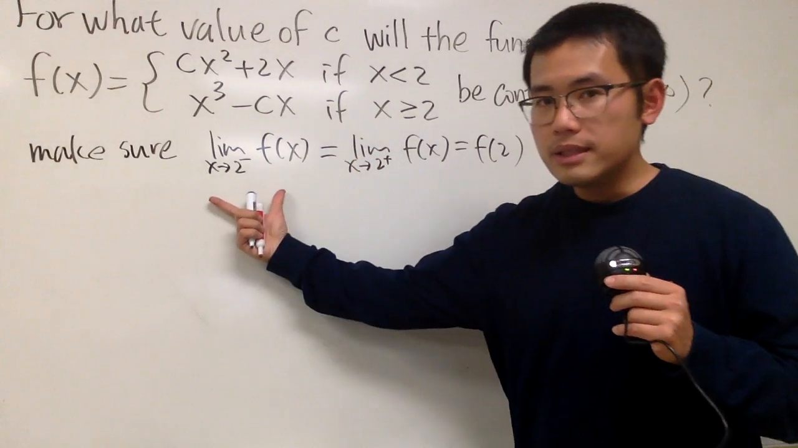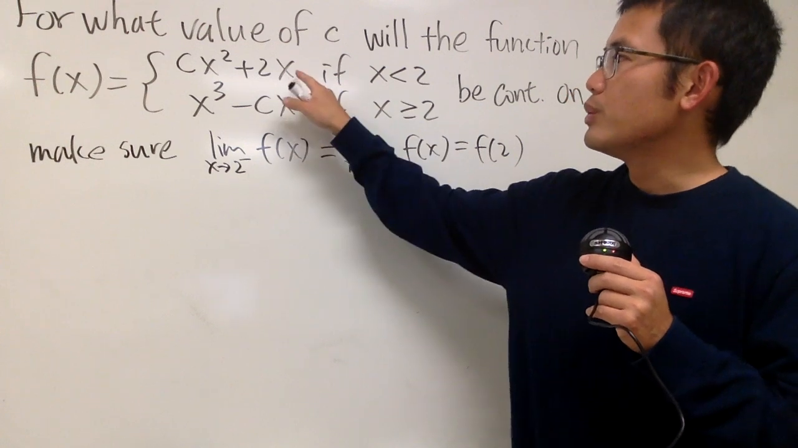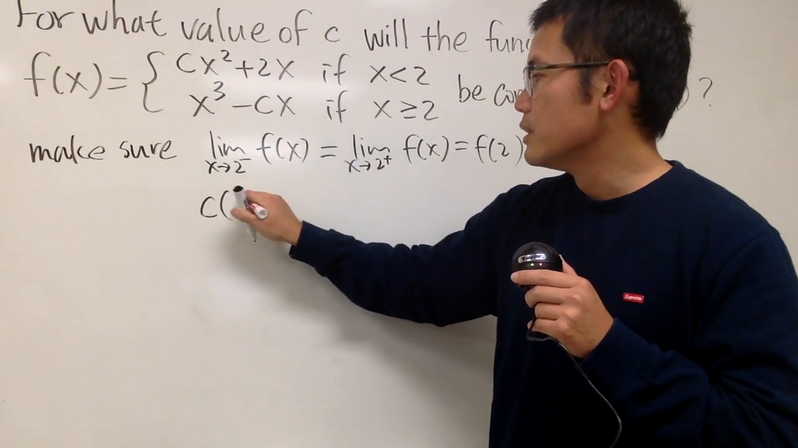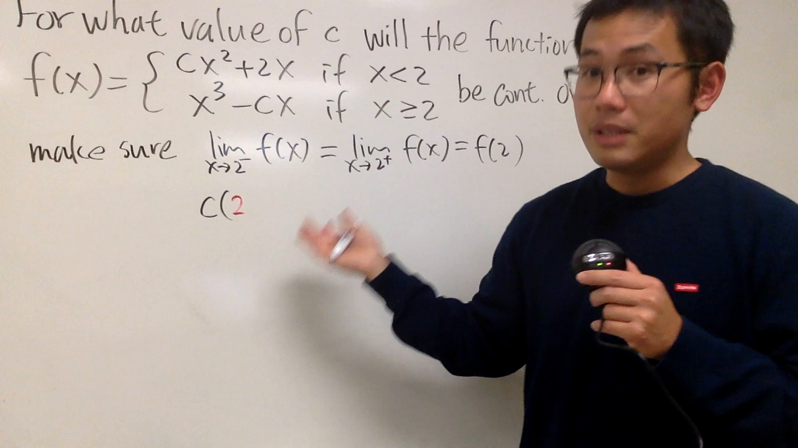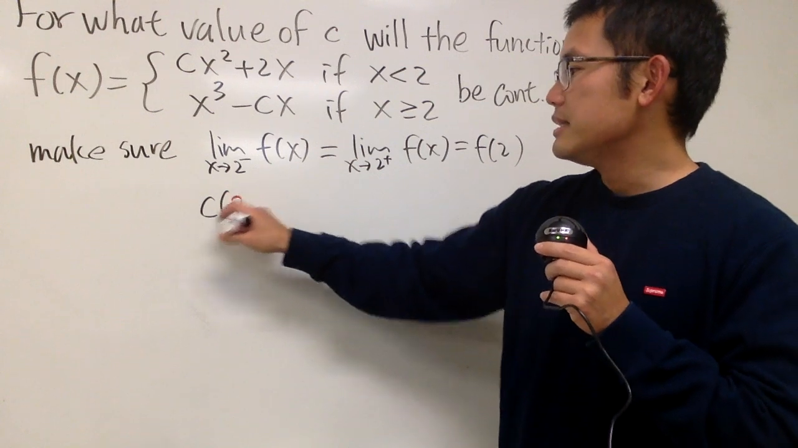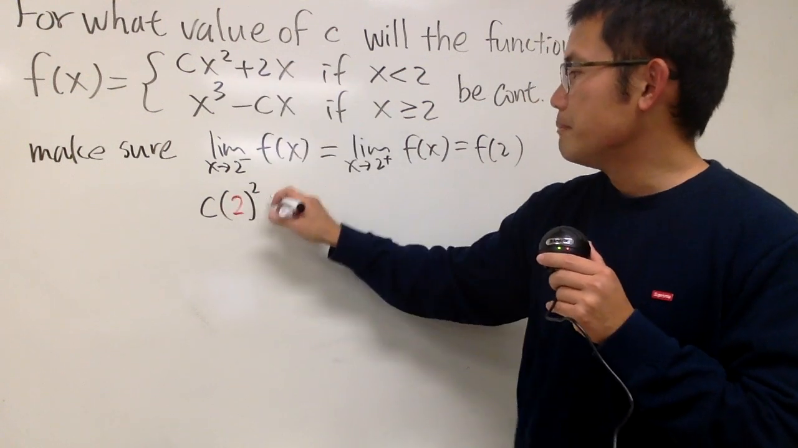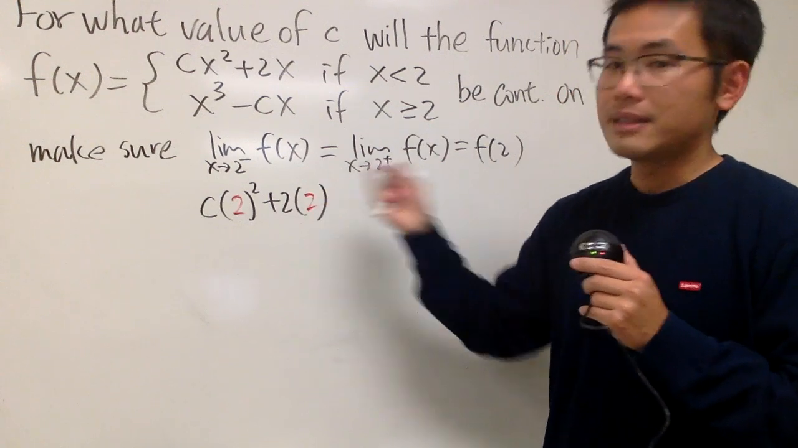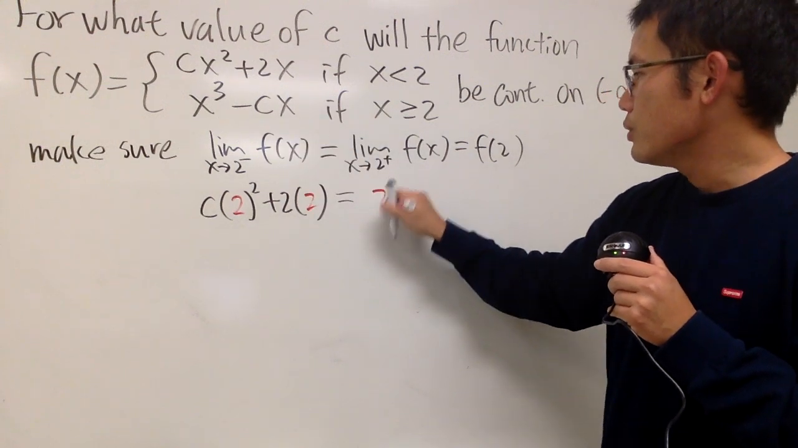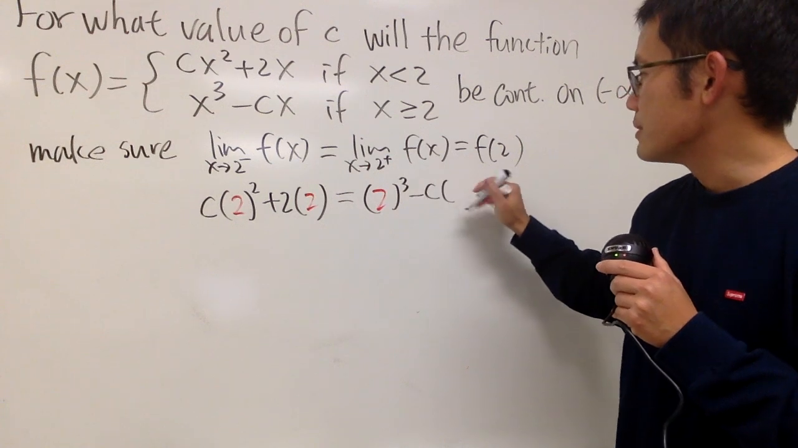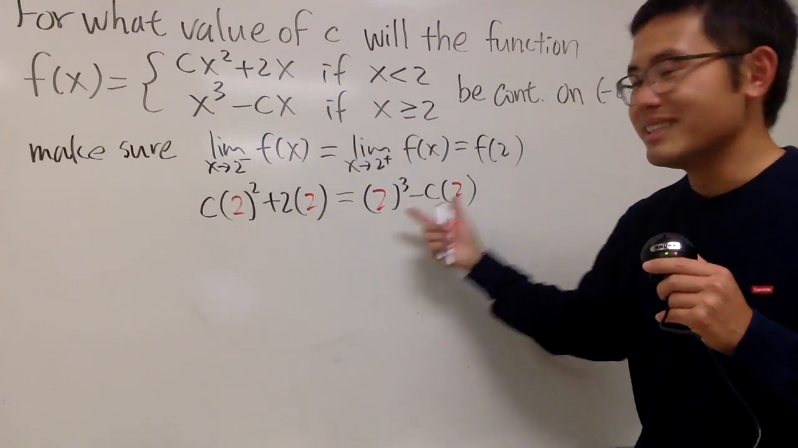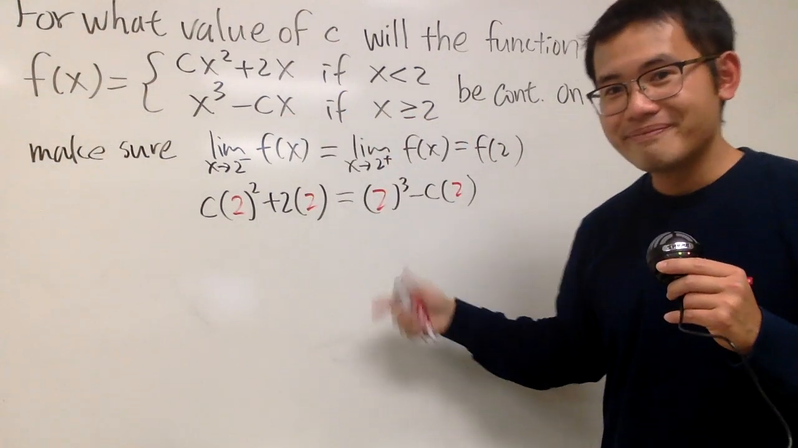But anyway, to do this, all we have to do is put 2 into here and here. That's the left piece. Let's go ahead and do that. So we have c times 2, and you don't have to write down 2 minus because it's not an indeterminate form. It's just a nice expression, right? So c times 2 to the second power, plus 2 times 2. And for this one, I just have to plug in 2 right here. This gives us 2 to the third power minus c times 2. And again, lastly, I should put 2 into here, but it's redundant because f of 2 is the same as just this.